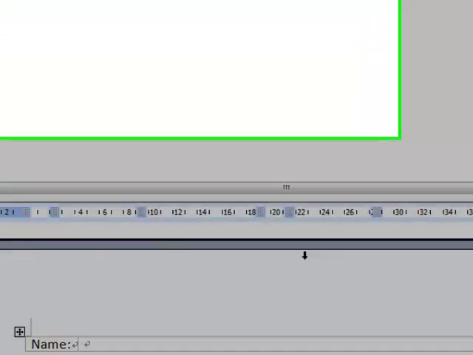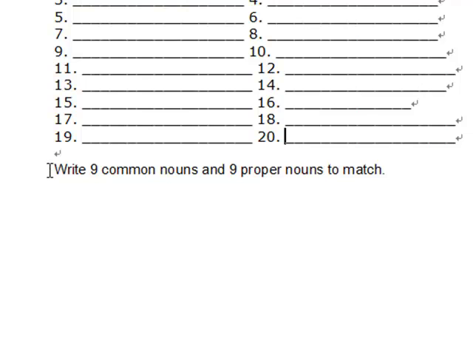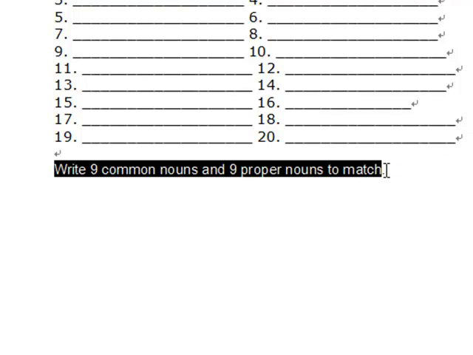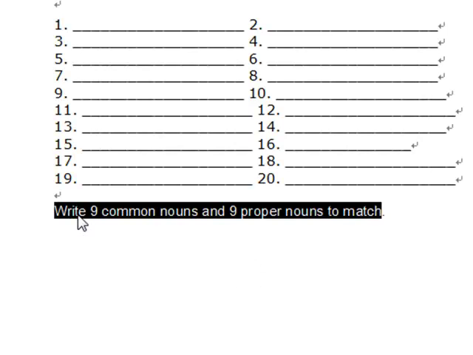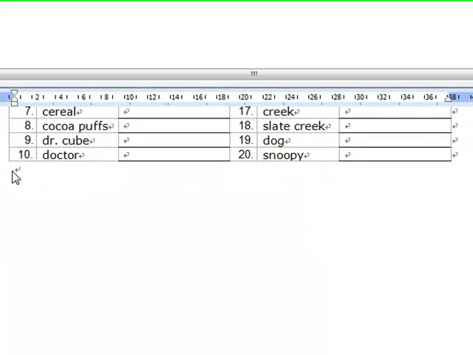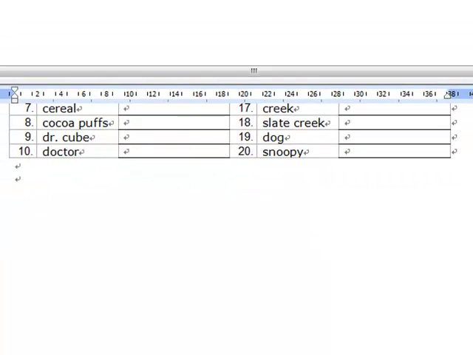If we go up to the top, you can see there's one more activity. It says write 9 common nouns and 9 proper nouns. I'm going to select that. I'm going to Control C to copy it, go down to my other worksheet, press return, and Control V. And there are the instructions for the next part of my worksheet.